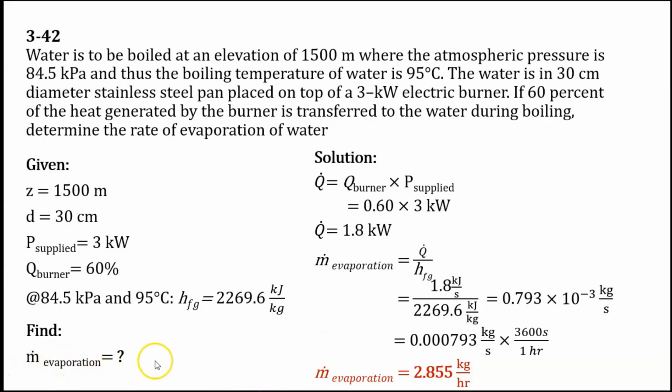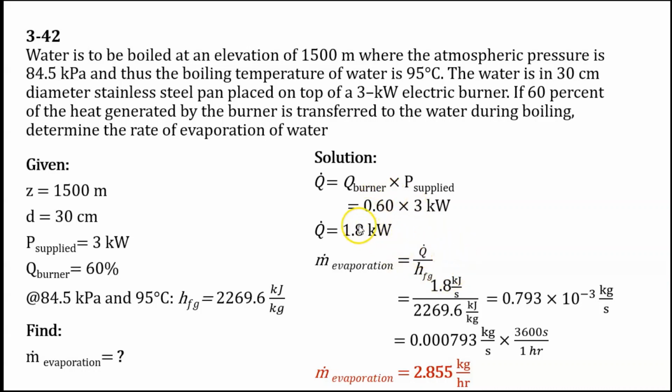So the rate of evaporation of water is to be determined. The rate of evaporation of water is given by the evaporation mass flow rate, which is equal to the rate of heat transfer over the difference in enthalpy between the saturated liquid and vapor states. Since the rate of heat transfer is unknown, we must first find this unknown.